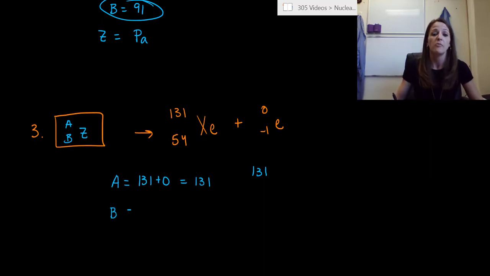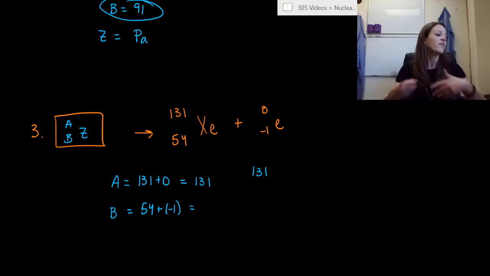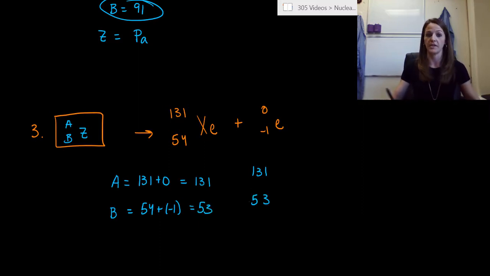Now we're going to look at B. B must be equal to 54 plus a negative 1. So similar to before, we're having that subtraction problem. Ooh, hard math, right? So we have 54 minus 1. The only answer we could possibly have for B is 53. So we have 53 here for our subscript, or our atomic number.